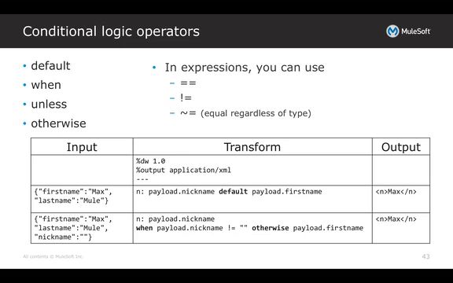Some examples of this are on the left, in our second row. We can see the object of MaxMule, and inside of here, if we say payload.nickname default payload.firstname, we can have Max, the first name, being the default if it can't find a nickname. Underneath that, on the input in this last row, there is a nickname that's blank. We can say when payload.nickname does not equal blank, otherwise payload.firstname. Since it is blank, it can use payload.firstname effectively as that otherwise option.